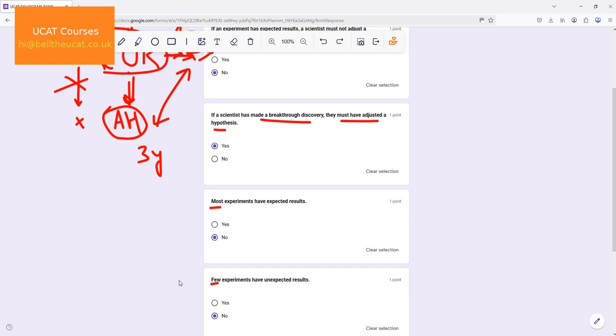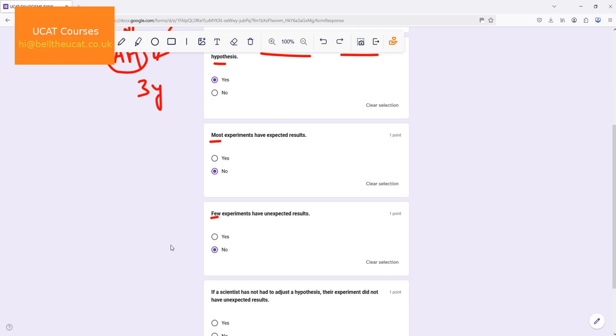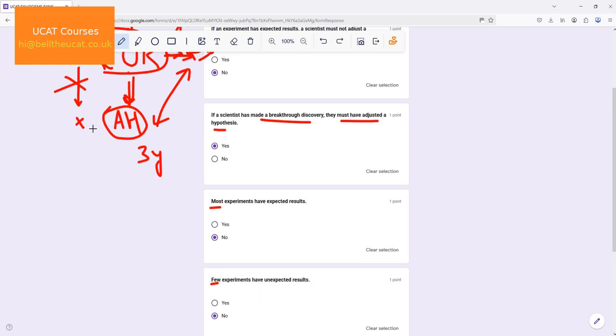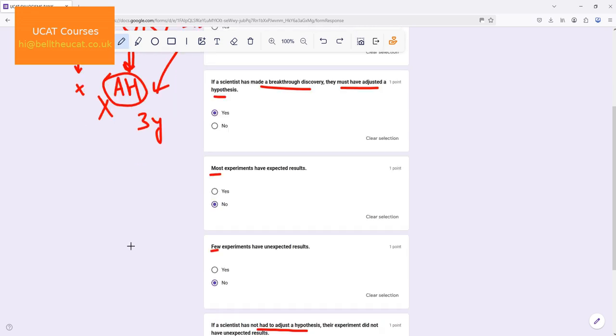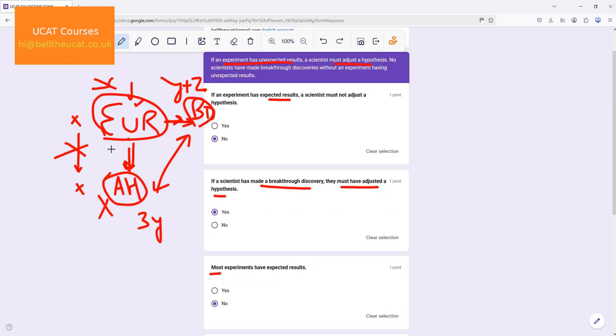Ready? Moving on. Right, moving to the next question. If the scientist has not had to adjust a hypothesis, watch out now. If the scientist has not had to adjust a hypothesis, he's negating the condition. Their experiment did not have unexpected results. He's negating the outcome and also negating the condition.